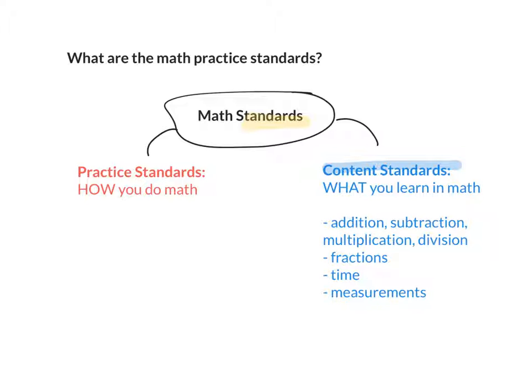So content tells you what you have to learn. It tells you that in 5th grade, you need to be able to convert fractions into decimals. Or it tells you that in 4th grade, you need to be able to find equivalent fractions with different denominators. It tells you the stuff you have to learn. Okay. On the other hand, there are a different kind of standards called practice standards.